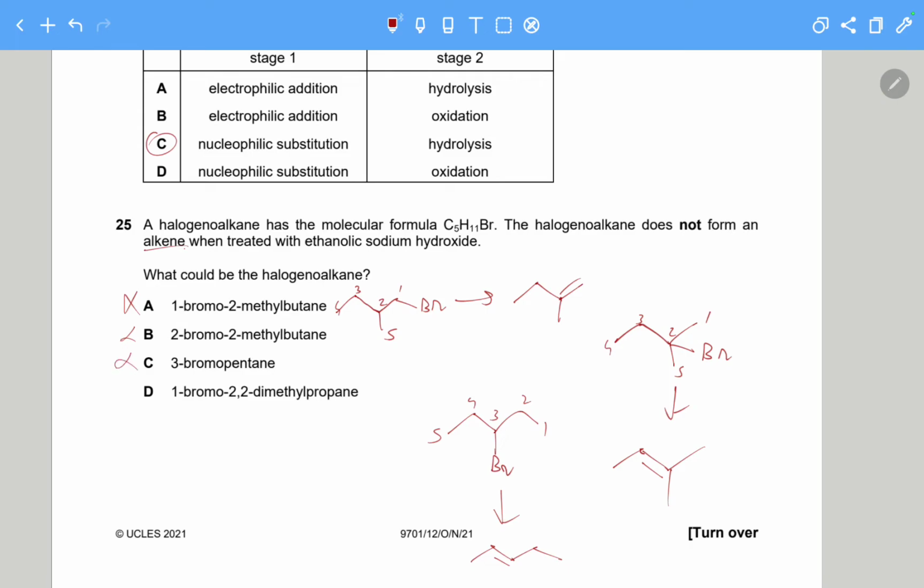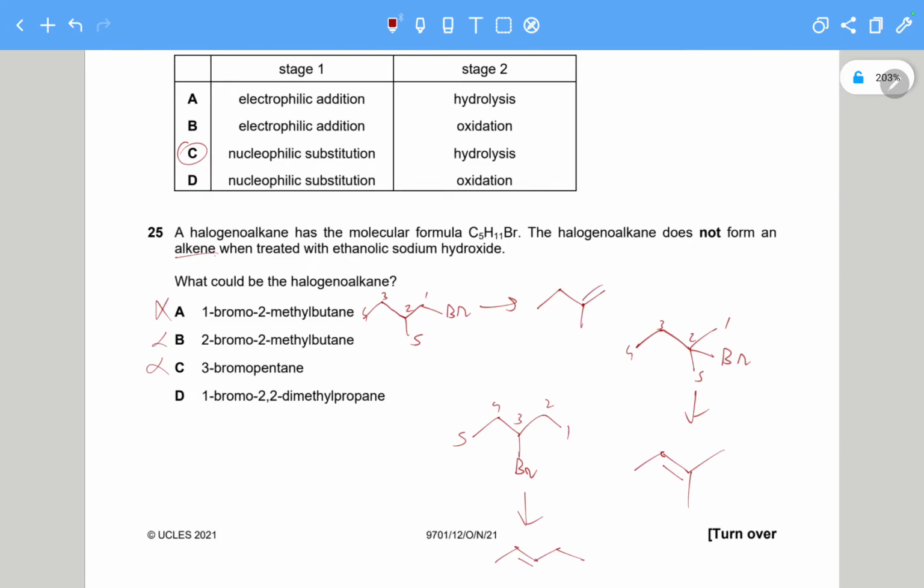So this is also not correct, which means option D has to be the answer. Let's see why. Option D is 1-bromo-2,2-dimethylpropane, and now this cannot give elimination products, because in order to eliminate, you'll remove the bromine from this carbon and you will have to remove a hydrogen from this carbon. But as you can see, there is no hydrogen attached to that carbon because there are 3 methyl groups attached to this carbon. So therefore, this is the correct answer, because you cannot have elimination because you have no hydrogen to remove while kicking out the bromine.